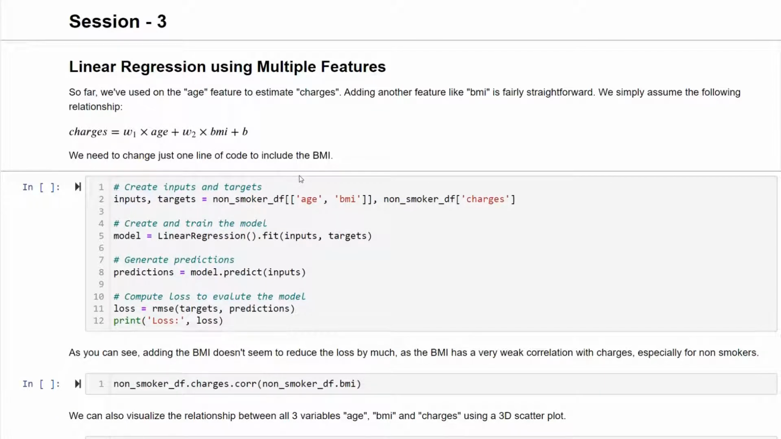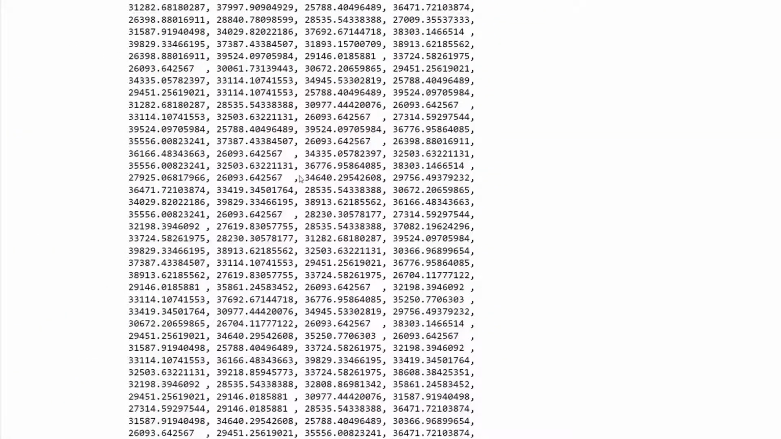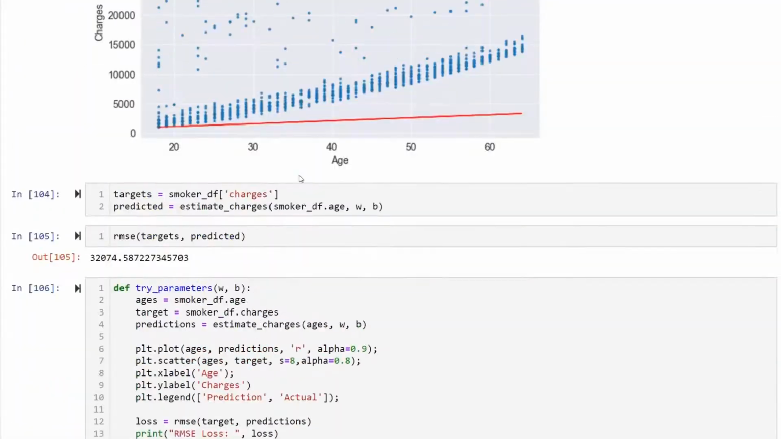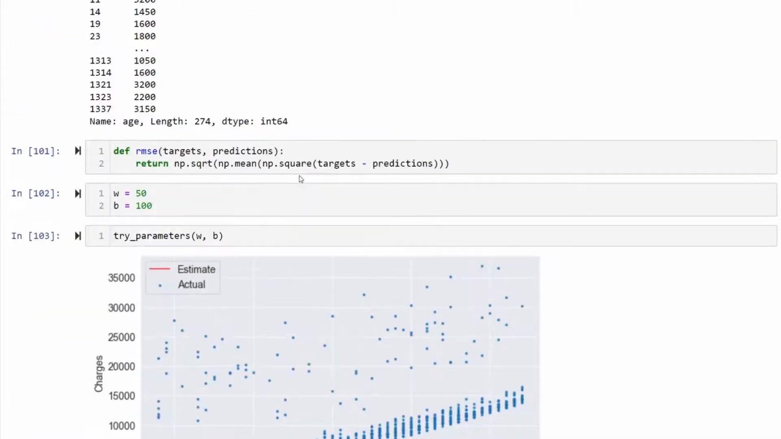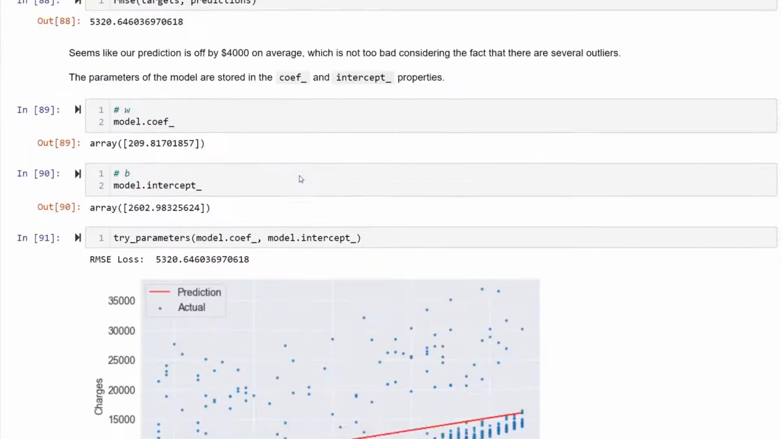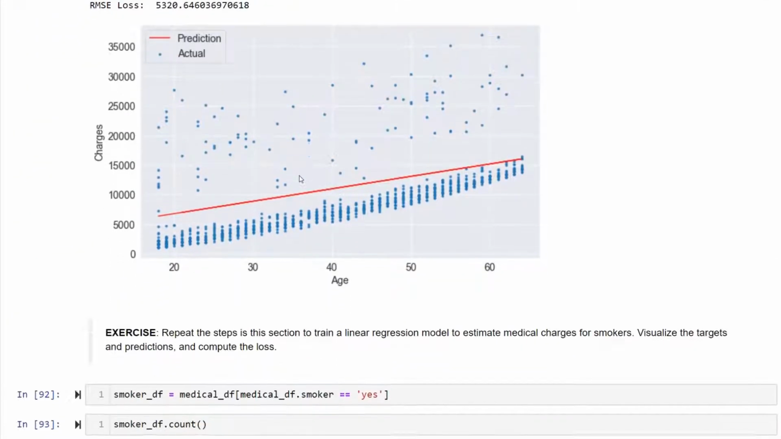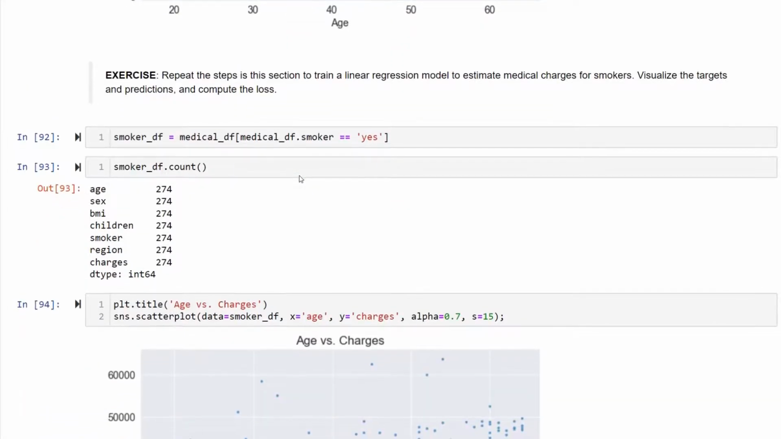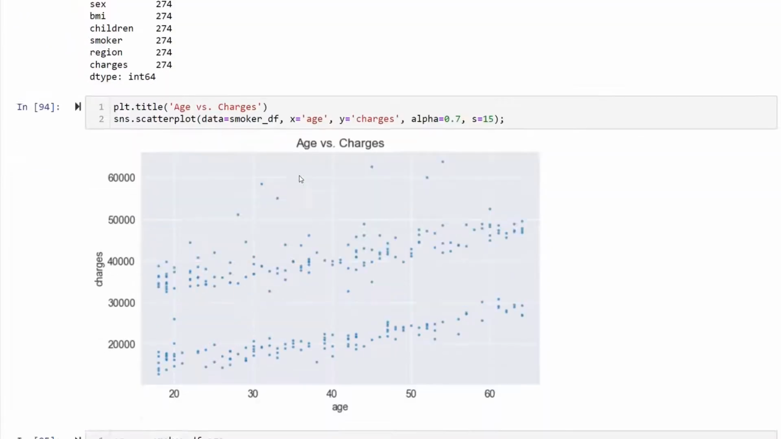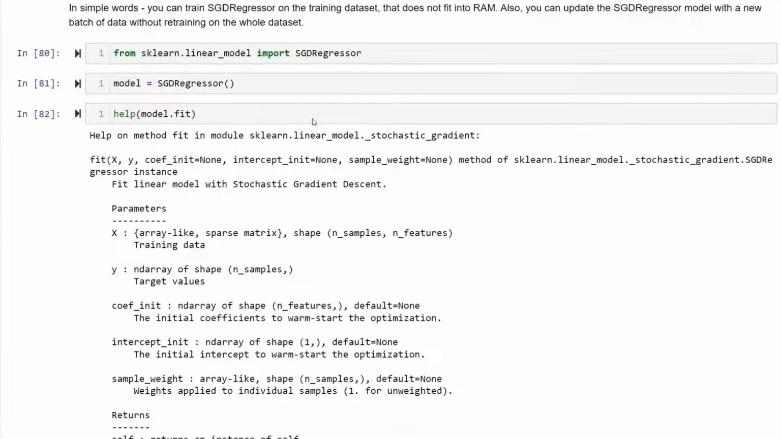Welcome to session 3 on linear regression using multiple features. So far, we have seen linear regression using only one single feature, based on the correlation between the target and the inputs we are going to give to the model. In finding the correlation, we got the maximum correlation in the age. So we tried plotting age versus charges of non-smokers especially.